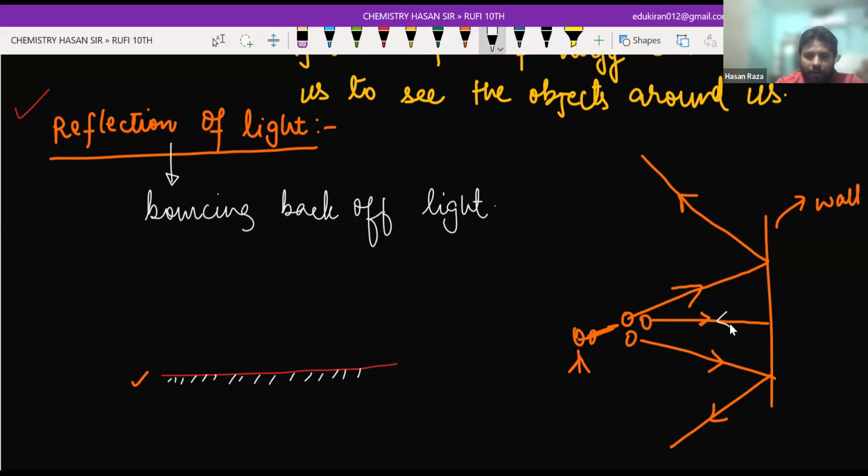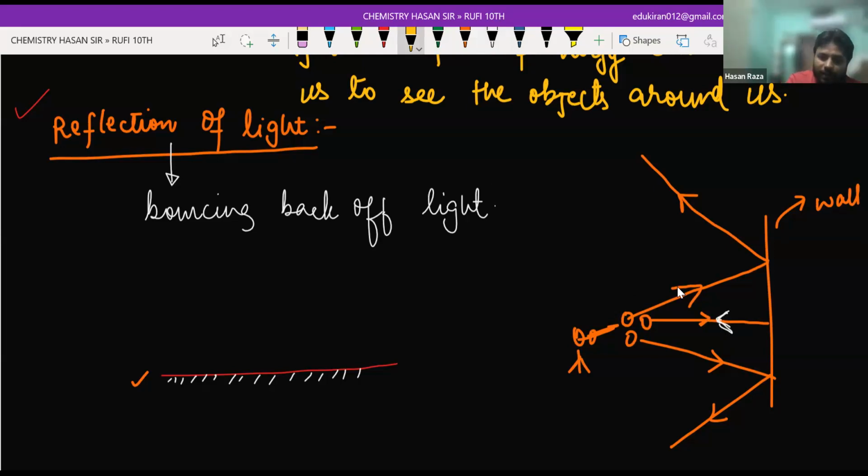If you're able to feel it, just let me know. And if you are not, you can do this experiment at home with a ball. So you can see it will come back. This concept we can easily apply in our day-to-day life, and basically in reflection of light.